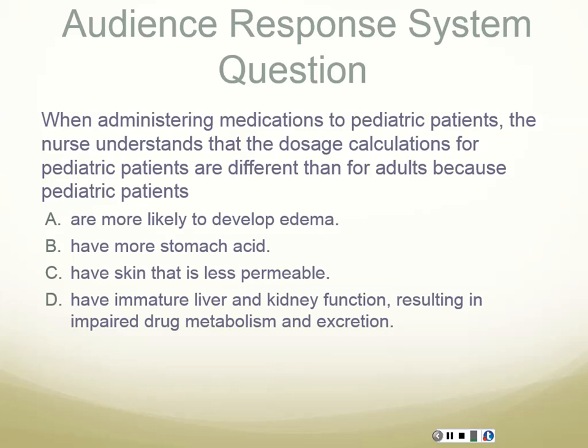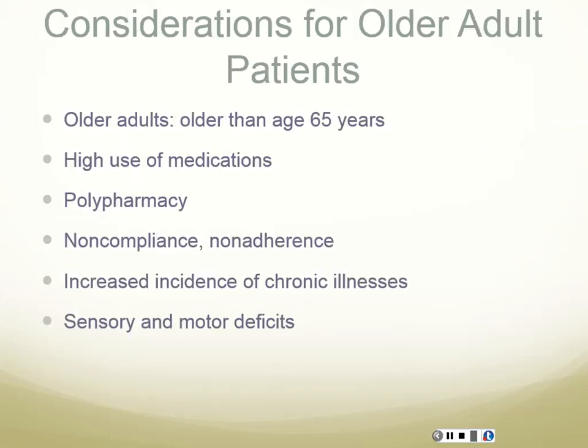D, do they have immature liver and kidney function? That is a true statement. Now, let's look at the next statement: resulting in impaired drug metabolism and excretion. So that is true. So the answer to this question is D, as in dog.